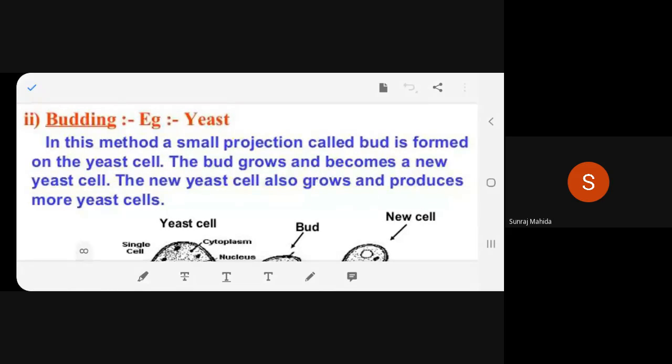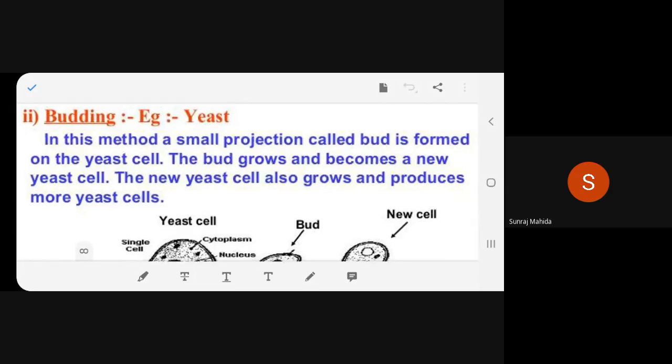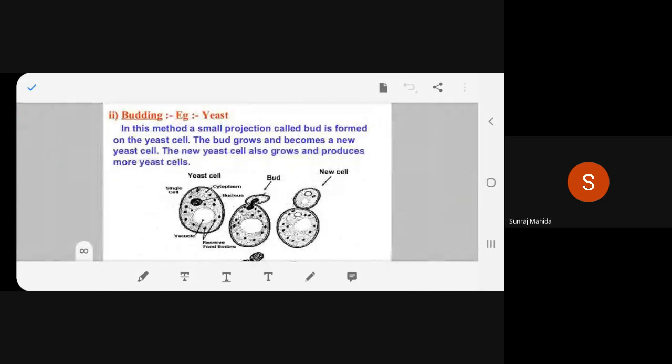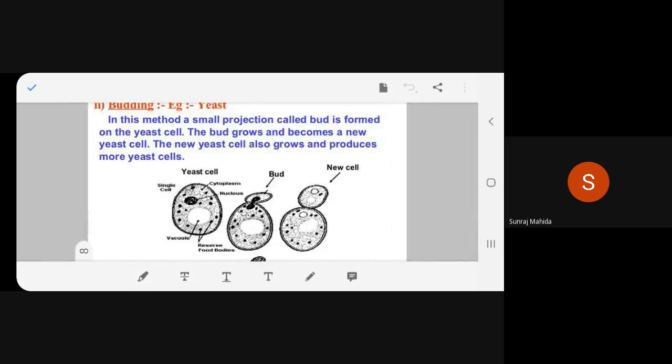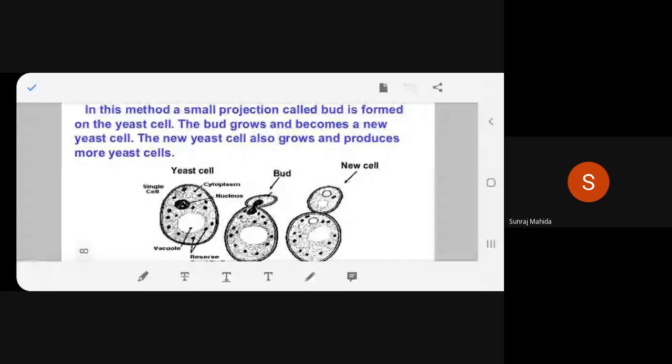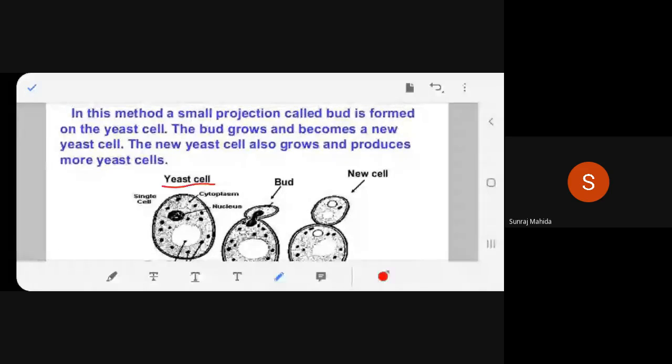See over here, a small projection called a bud. Now this is the yeast cell. Can you see this? A single yeast cell with a small projection. It has come out, which is called a bud. So we get a bud on the yeast cell.